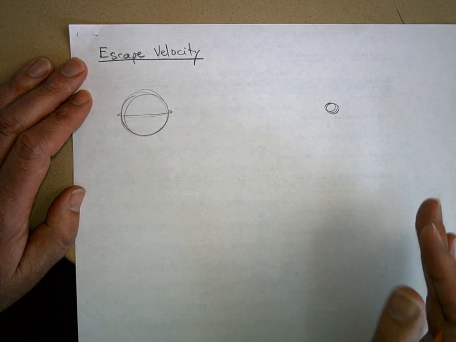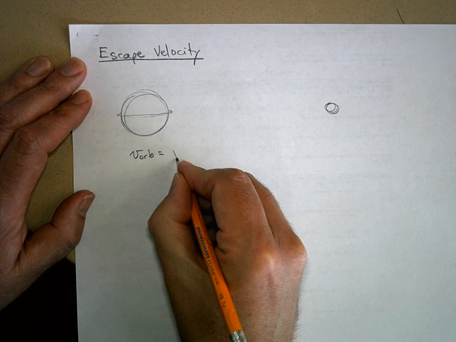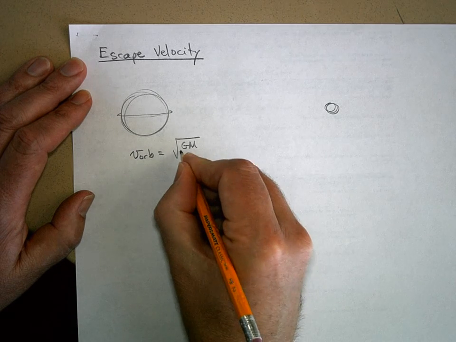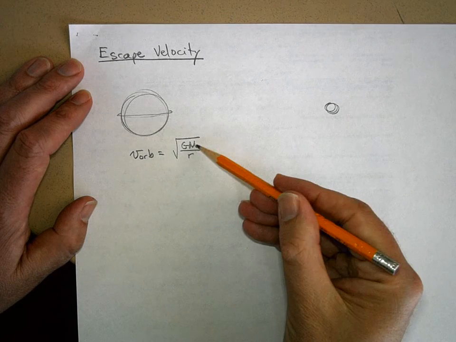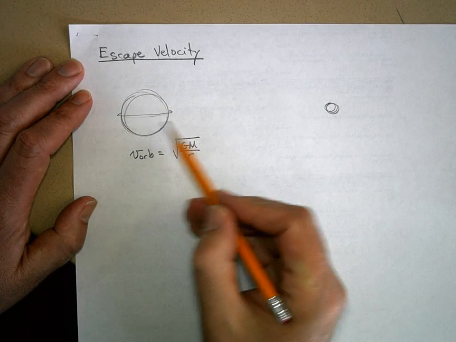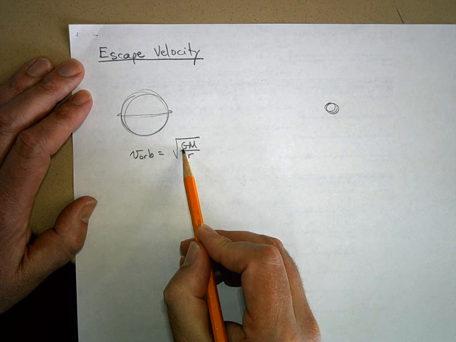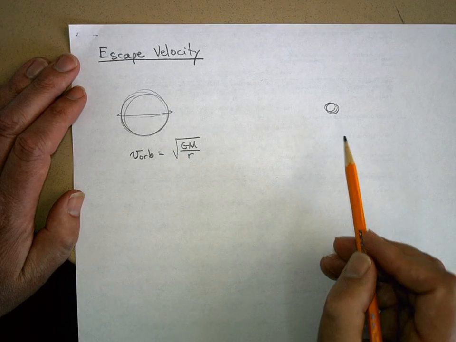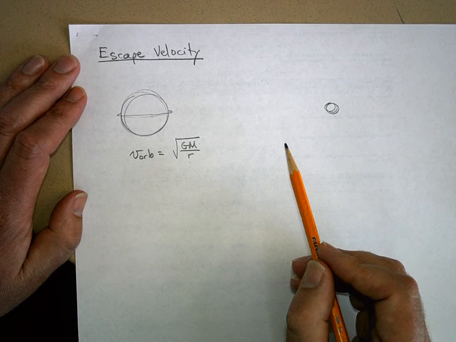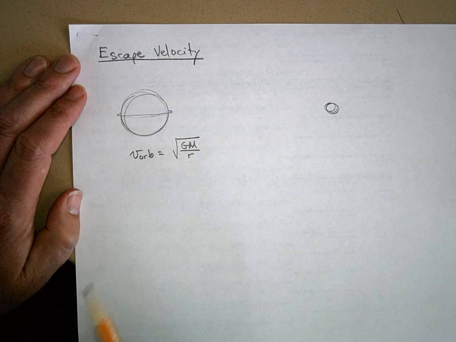Now, we already talked about orbital velocity. We said that the orbital velocity is equal to the square root of G M over r. Now, M is the mass of the Earth, r is the radius of our orbit, and G is the universal gravitational constant. Okay. Now, what we want to do is get to the moon, and in order to get to the moon, we need to escape from Earth's gravity. So we need to go faster than this.